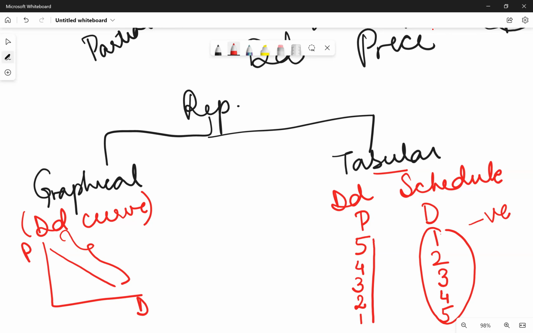Now, you need to remember here that the graphical and the tabular representation do not tell us what the actual price and demand is. Rather, they tell us that at a particular price, what will be the quantity demanded. So this demand curve or the demand schedule does not tell you what the actual or prevailing market price and demand is. Rather, it only tells you at what price, what will be the quantity demanded of it, right?